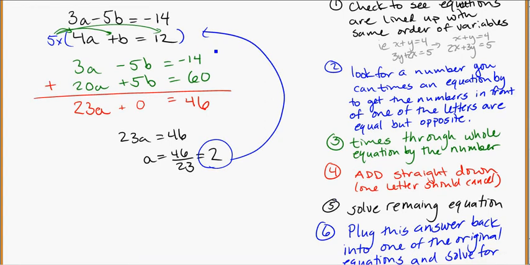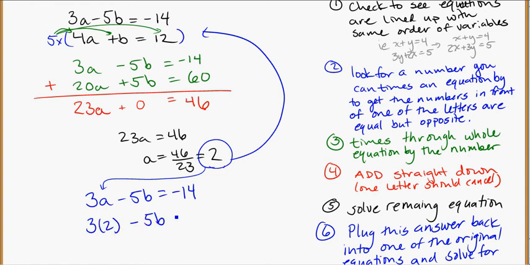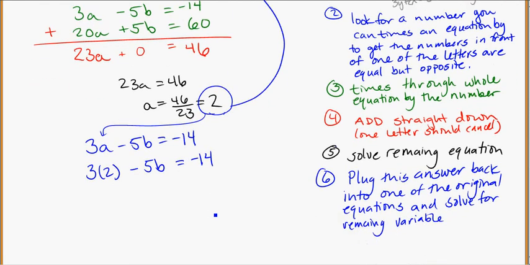Now in this case, there's not really one that's easier than the other. They both have 3a or 4a, so we still have to times it by something. So just pick one. So maybe we'll pick the top equation this time. 3a minus 5b equals negative 14. And I'm going to replace the a with a 2. So 3 times 2 minus 5b equals negative 14. And here we need to solve for that b now.